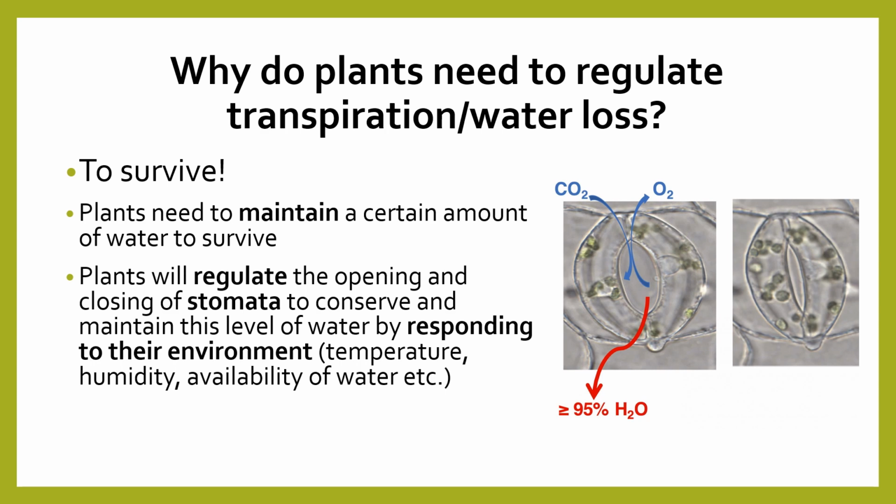So it might close the stomata when it's really hot, or when there's a high availability of water, it might open the stomata because it doesn't need to conserve as much water, so it's able to release more water vapor. Ultimately, losing too much water means that the plant will die.